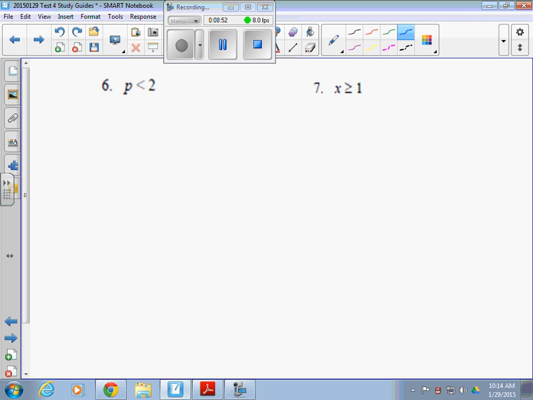Okay, graph both of these. It doesn't say it in the instructions, but graph both of these on number lines, especially since the first one is P. And we'll do the same thing with number 7. It says P is less than 2. So if 2 is positive, just show its relation to 0. Show it on the right side. It says less than. That means we don't color in the bubble.